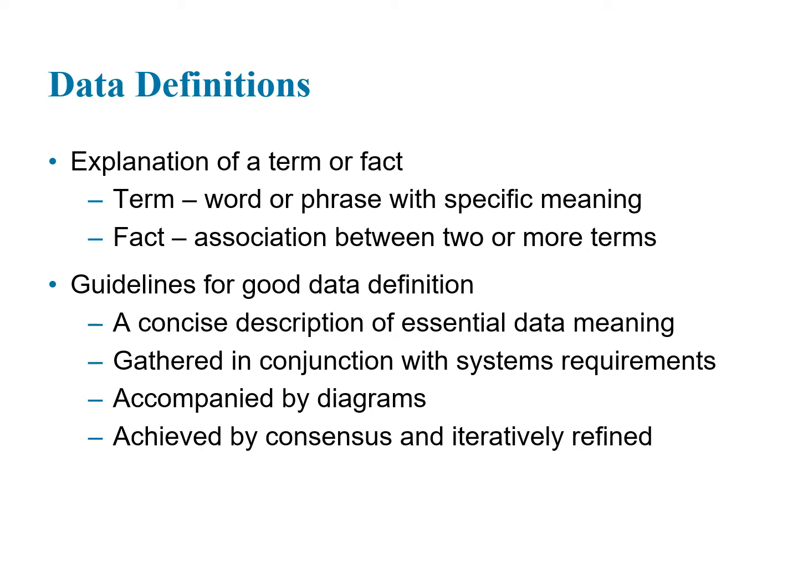The explanation of a terminology or fact. Terminology: a word or phrase with specific meaning. Fact: an association between two or more terminologies. Guidelines for good data definition: a concise description of essential data meaning, gathered in conjunction with system requirements, accompanied by a diagram, achieved by consensus, and iteratively refined.